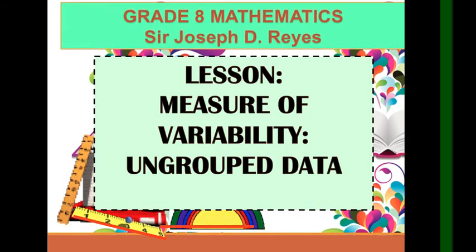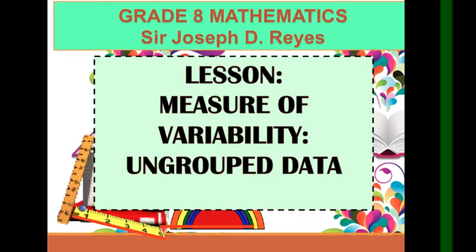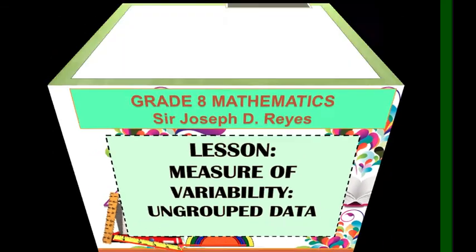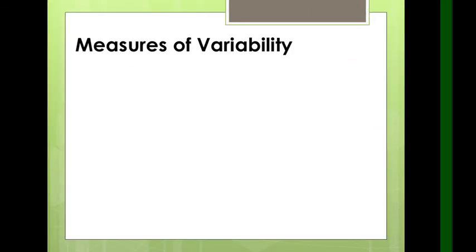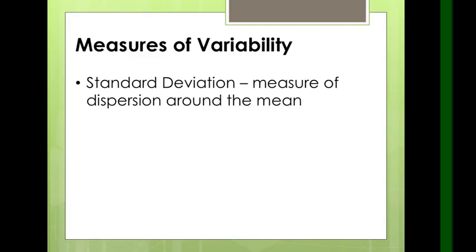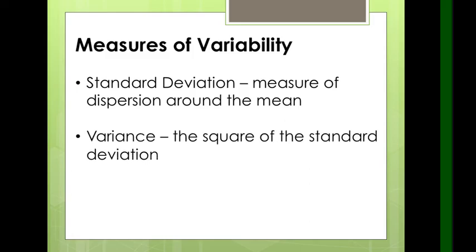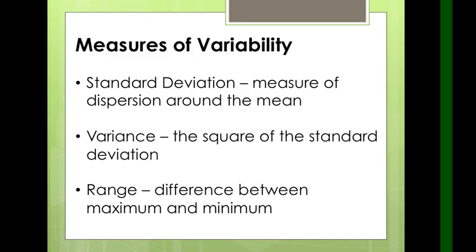Good day everyone. Our topic for today is all about measures of variability and grouped data. Okay, so let's talk about measures of variability. Standard deviation, a measure of dispersion around the mean. Variance, the square of the standard deviation. And range is the difference between the maximum and minimum number.